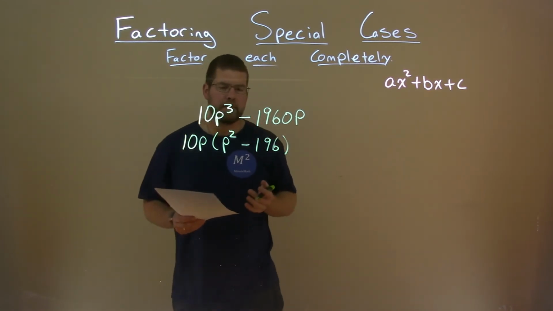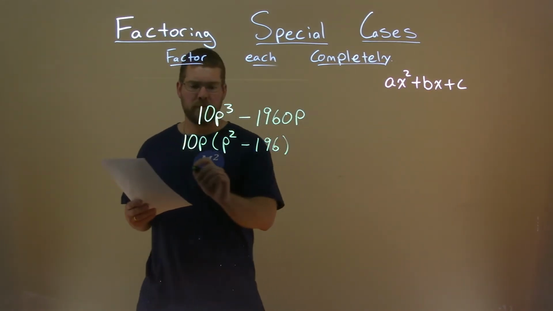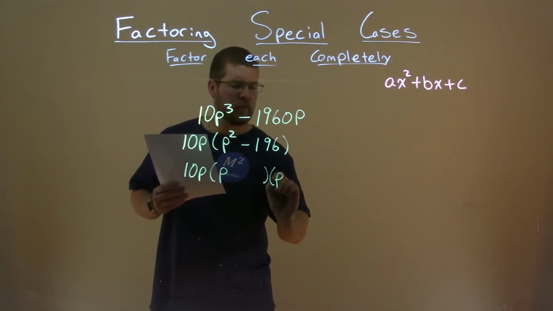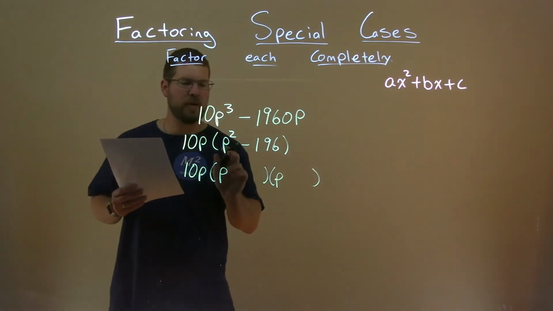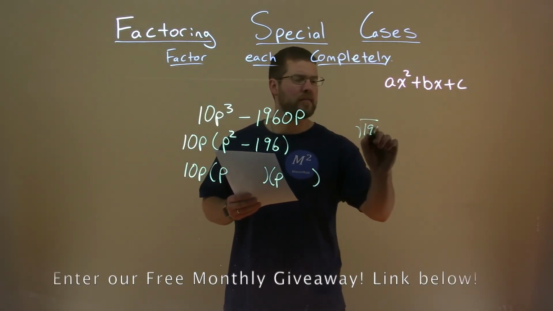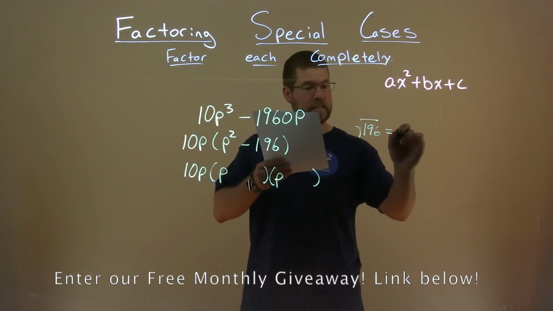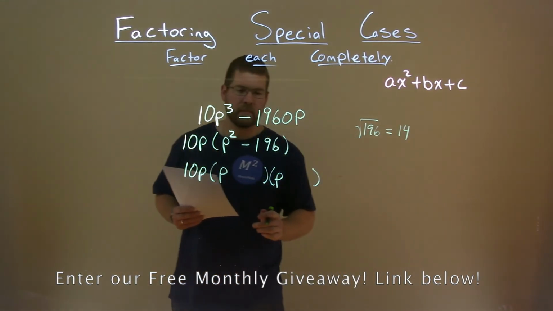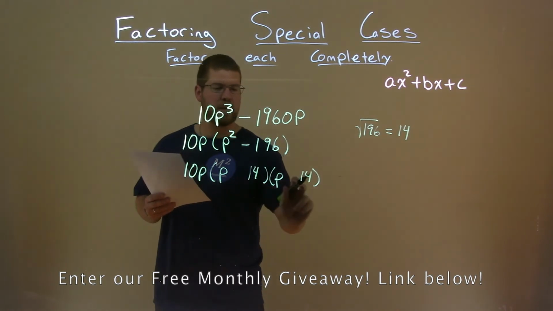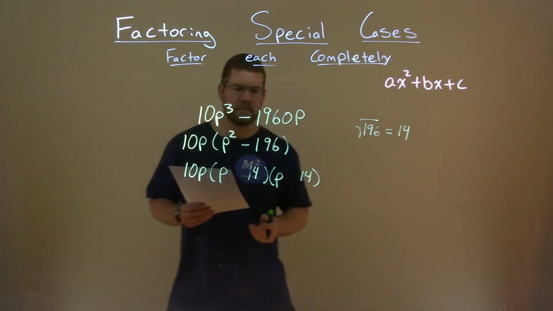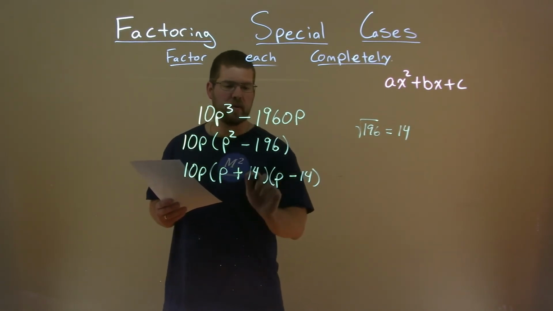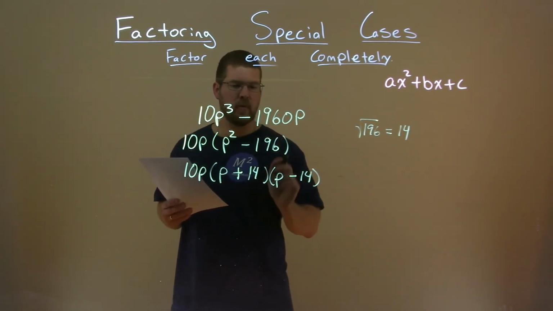What do we know from here? Well, p squared I know is a perfect square. So 10p, and I'm going to write it like this. I have p times p is that p squared. But what about 196? Well, square root of 196 is equal to 14. So if I put a 14 here and a 14 here, 14 times 14 gets me that 196. And it's a negative 196. So one's positive, one's negative. And that gets us here a negative 196.